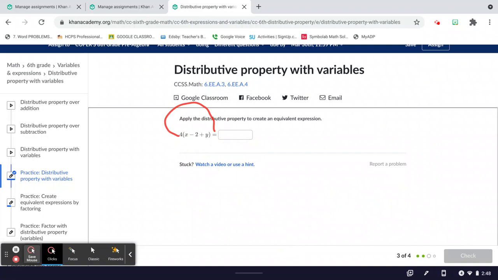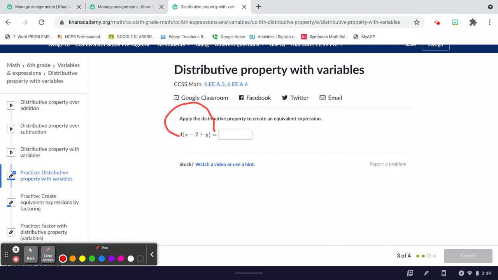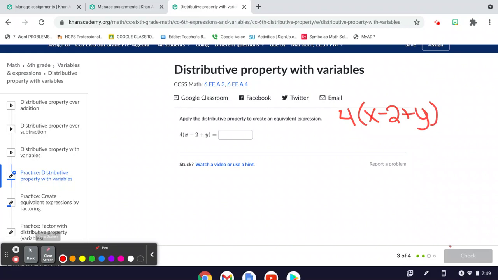Let's clear this thing off. I'm going to rewrite it over here just in case it's easier if you see it when I write it. 4 times x minus 2 plus y. I have to do 4 times x. If there's no number in front of it, you put an imaginary 1. 1 times 4 is 4, and I put my x back. I bring down my negative sign. 4 times 2 is 8.